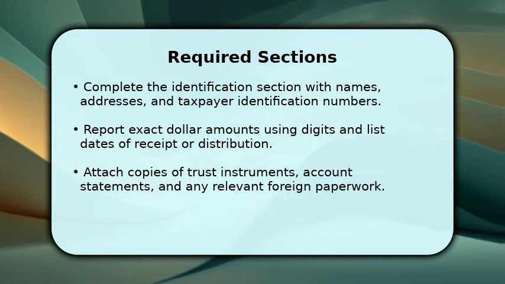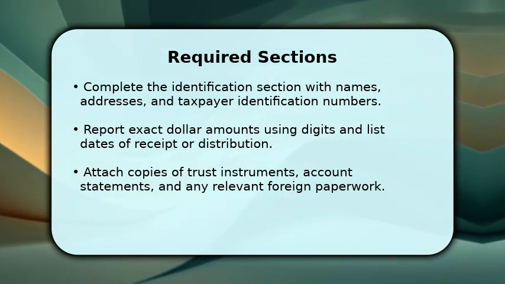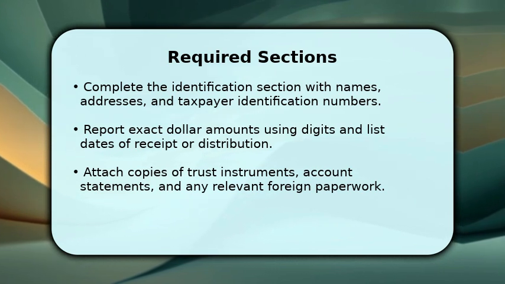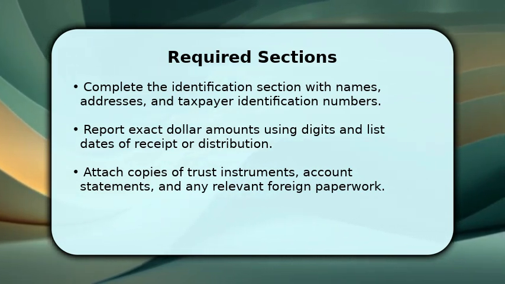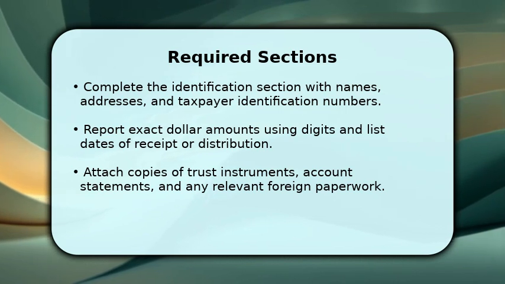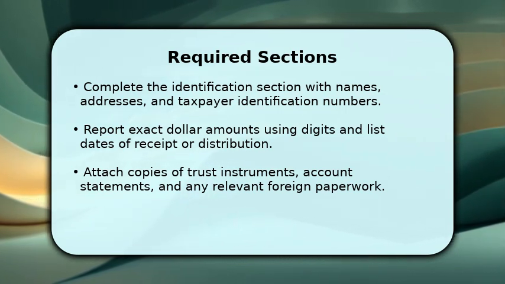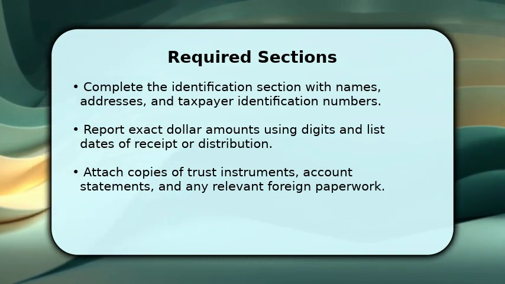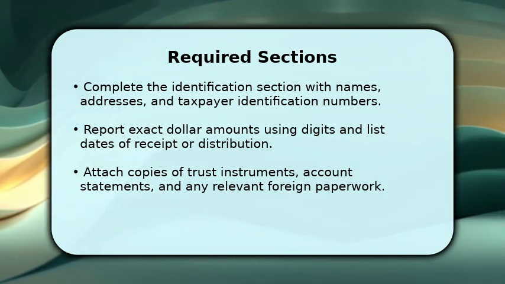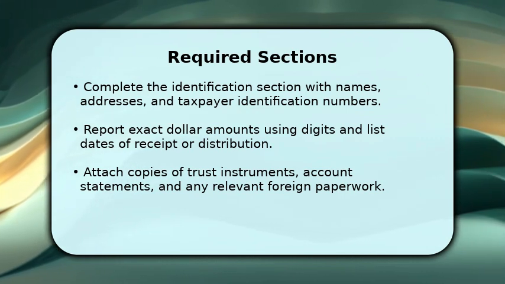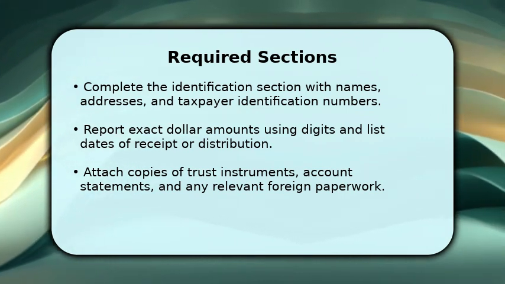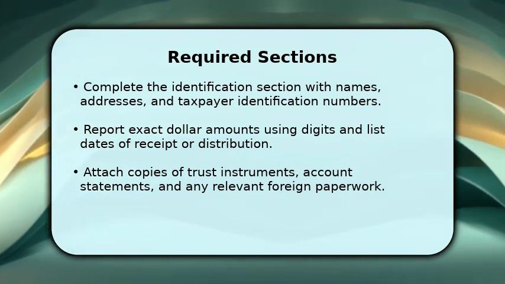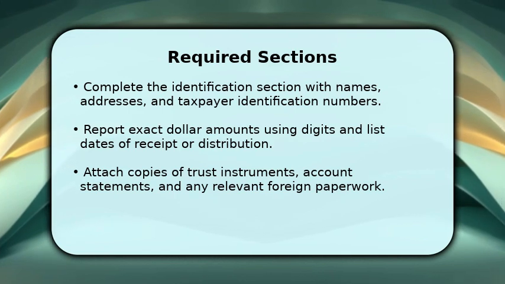Start by completing the identification blocks with names, addresses, and taxpayer ID so the form links to the right taxpayers. Carefully report exact dollar amounts using digits and include the dates of receipt or distribution for each transaction. Attach copies of trust agreements, bank statements, and any foreign paperwork requested. Then verify that schedules and signatures are present and accurate before filing.